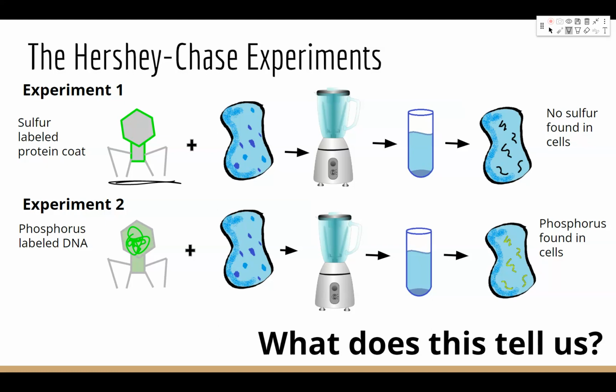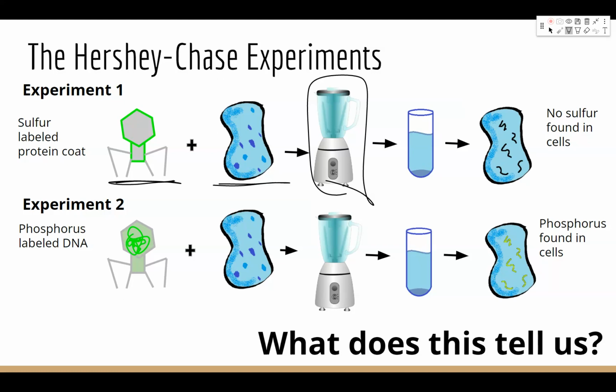So they took these viruses and they took some bacteria and they mixed them together. They let the viruses infect the bacteria. And then they literally put them in a blender. Like ran down to the store, picked up a blender, used it in the lab. The goal of putting them in a blender was to shake the viruses off and just get the cells.